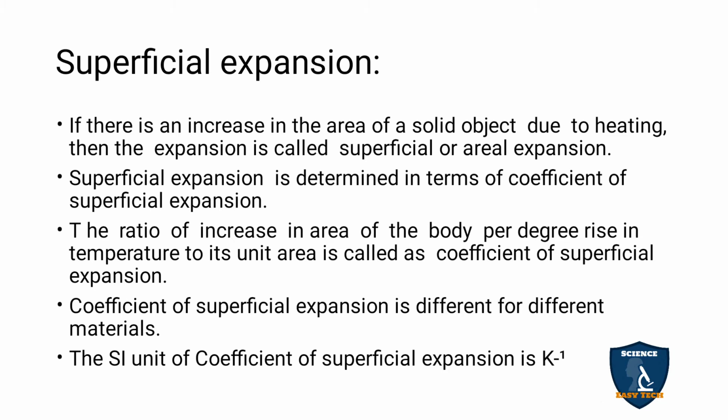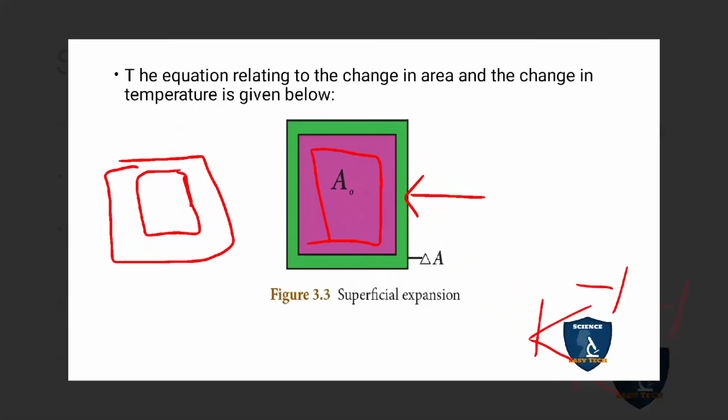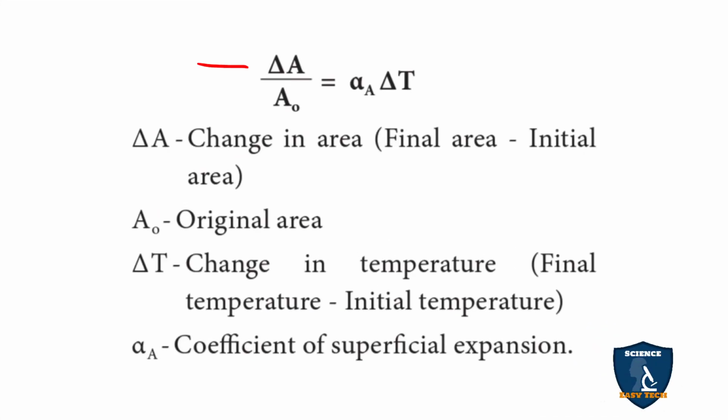The coefficient of superficial expansion also varies according to the various objects. The SI unit of superficial expansion is Kelvin inverse, that is K to the power of minus 1. It can be written as delta A by A0 equals alpha A delta T. A denotes area. Delta A is the change in area, final area minus initial area. A0 is the original area. Delta T is the change in temperature, final temperature minus initial temperature. Alpha A is the coefficient of superficial expansion.